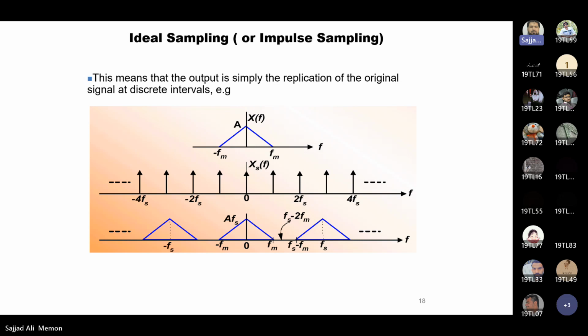This means the output is simply the replication of the original signal at discrete intervals, like shown in here. So every signal is separate from the other one, and you can easily filter out this particular sample and reconstruct the analog signal.